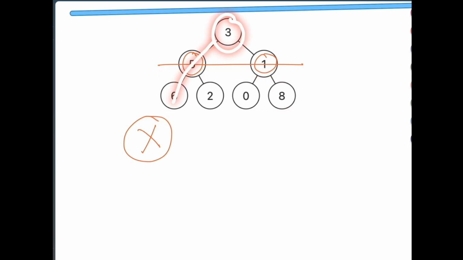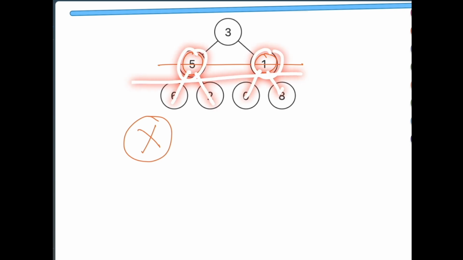From 3 we can reach 6, we can reach 2, we can reach 0 and we can reach 8. But from 5 we can only reach 6 and 2. From 1 we can only reach 0 and 8. And we are not covering all our deepest nodes. So we need to find that parent from where we can reach all our deepest nodes.